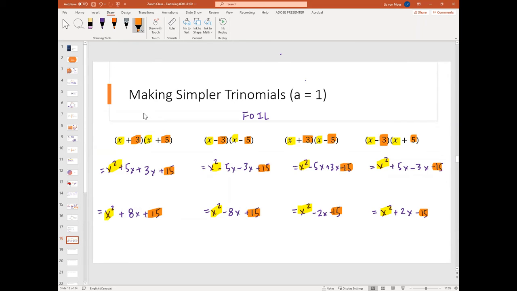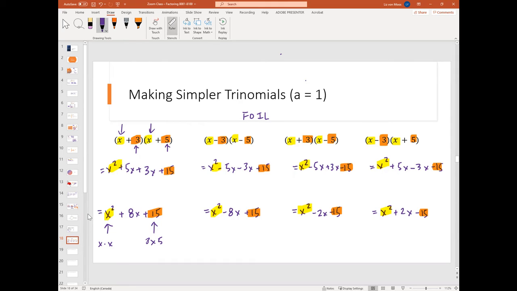What I do notice as well, regardless of sign, is that the first term in the binomial determines the first term of the trinomial, the x squared. And the last term of the trinomial is dictated by the last term in each binomial. 3 and 5 are factors of 15. And of course, x and x are factors of x squared. So the only numbers I see in the brackets are factors of 15 and factors of x squared.